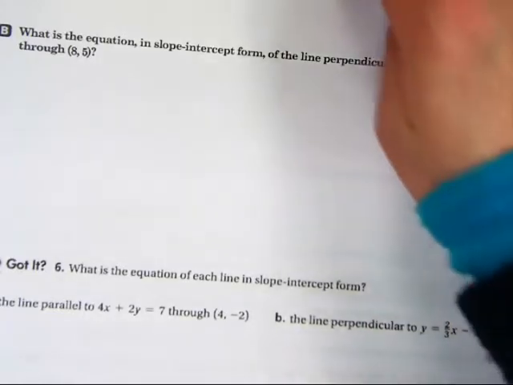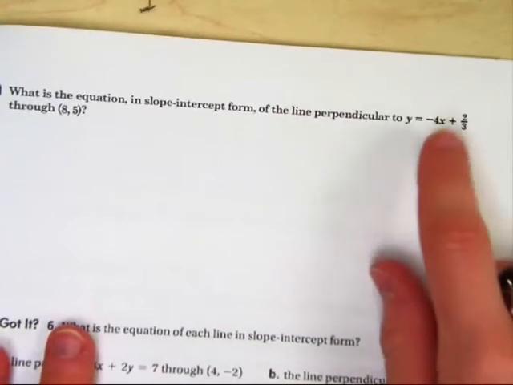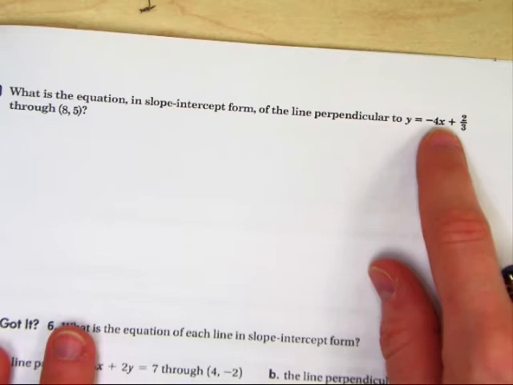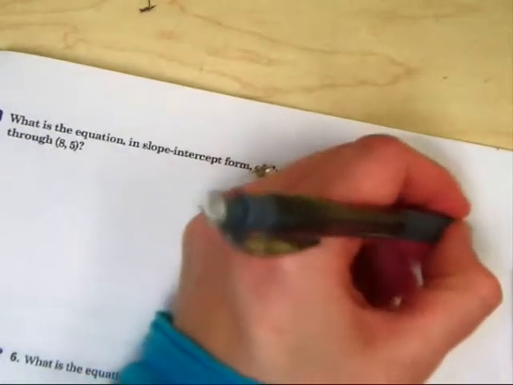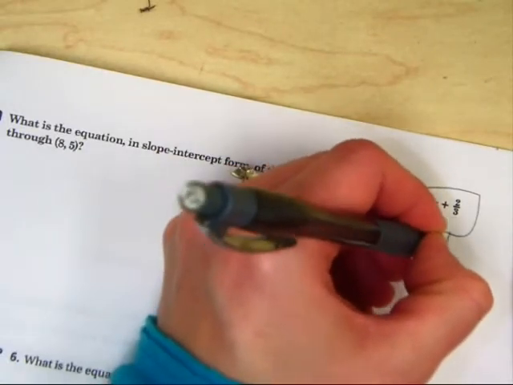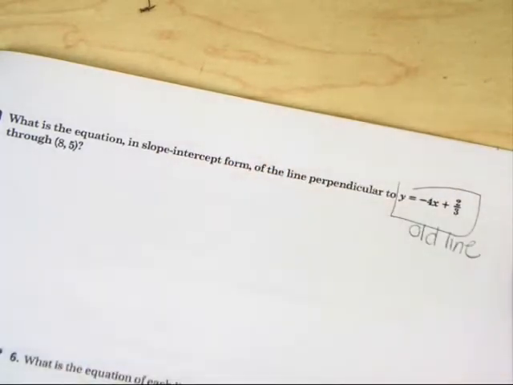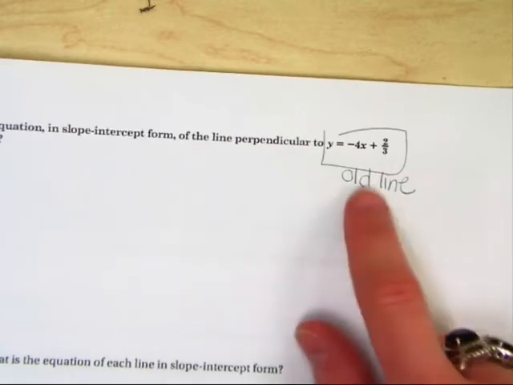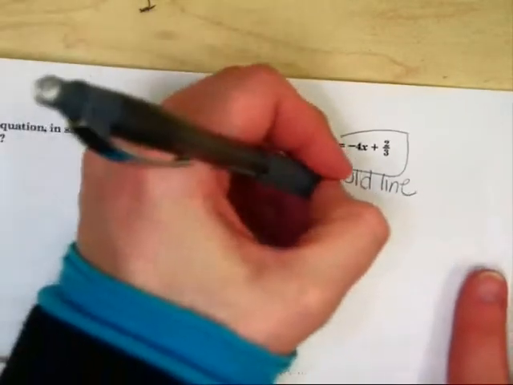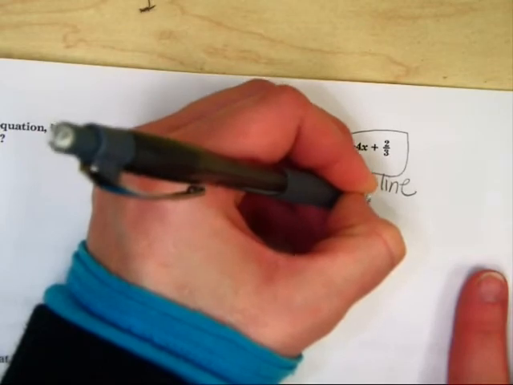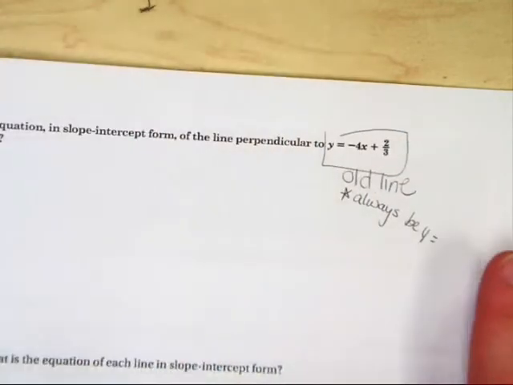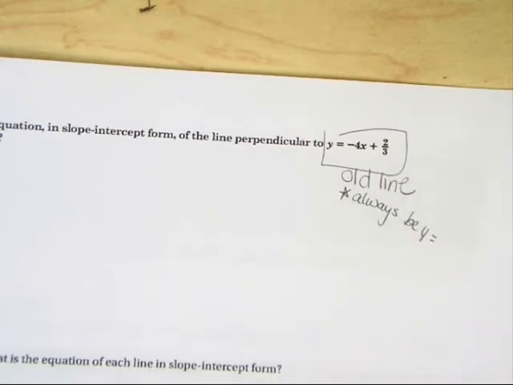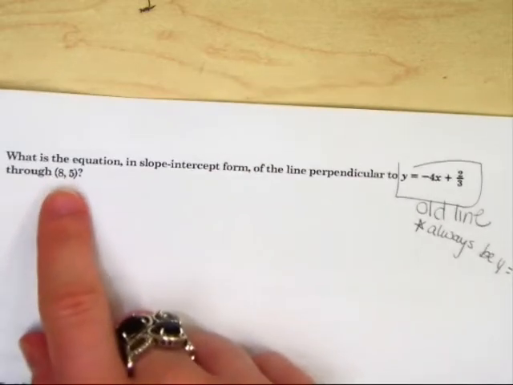What is the equation in slope-intercept form of the line that is perpendicular to negative 4x plus 2/3? Okay. This is the old line. Now I need to make a note to you, alright? This should always be y equals. If it's not y equals, you need to put it into y equals. Alright, now we have a new point, 8, 5.